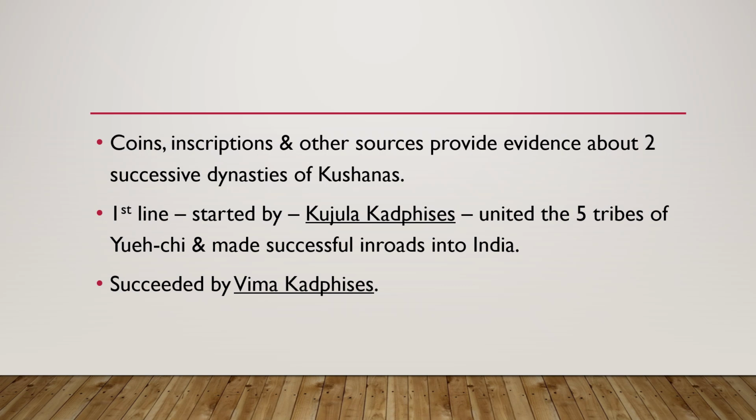The Kushanas consolidated their territories in this area, and we have coins, inscriptions, and other sources which provide evidence about 2 successive dynasties of the Kushanas. The first line was started by Kujul Cadphises, who was believed to have united the 5 tribes of the Yuchi, and Kujul Cadphises was succeeded by Bhima Cadphises. The practice of issuing gold coins by Indian rulers regularly started with him.